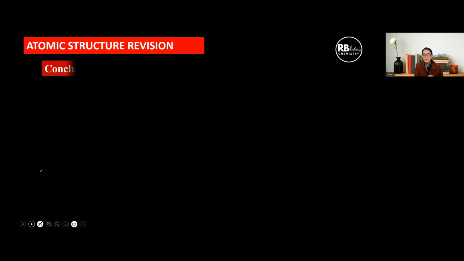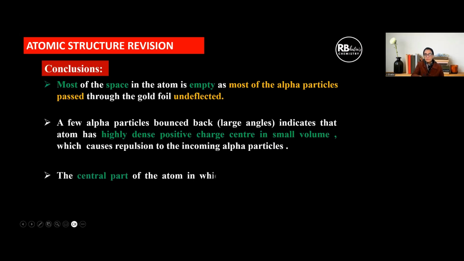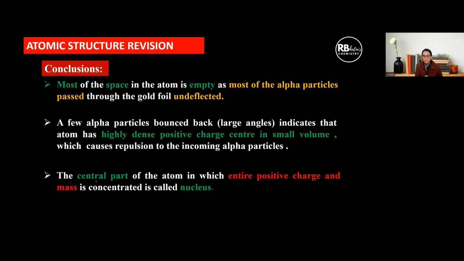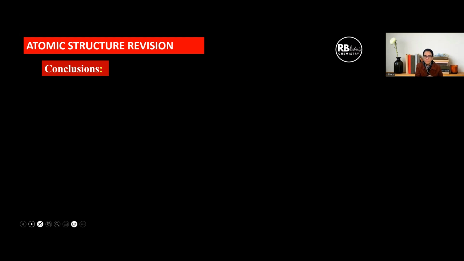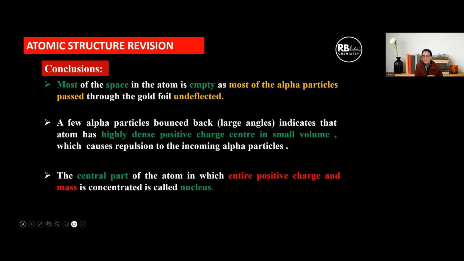Based on these observations, what were the conclusions drawn? Since most of the alpha particles went undeflected, most of the space in the atom is empty. The green are the highlighted points of conclusions. Since a few particles bounced back by large angles, this indicated a highly dense, positively charged center in a small volume, right? And which causes repulsion to the incoming alpha particles. And the third point was that the central part of the atom, where the entire positive charge is concentrated, is called the nucleus. So these are the three conclusions.